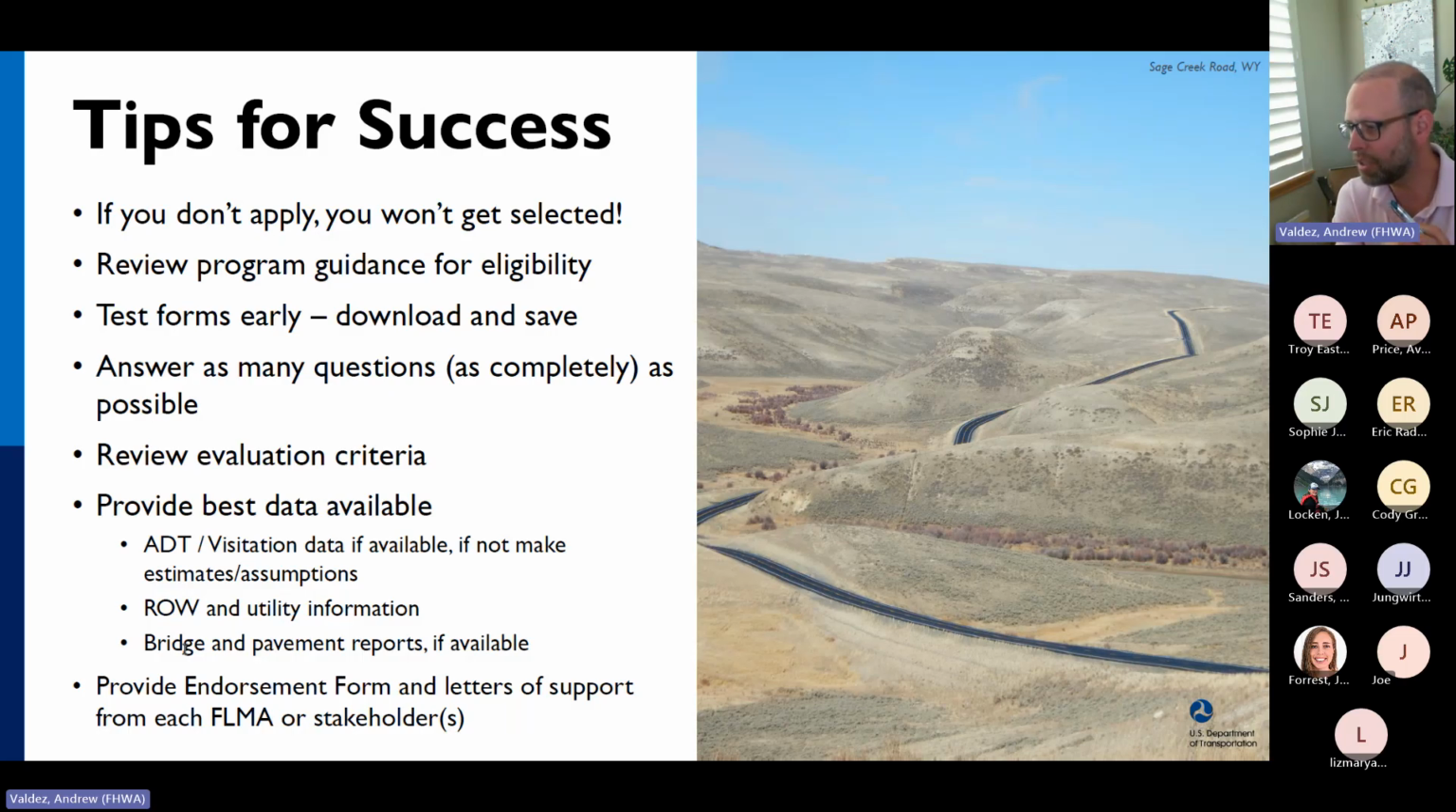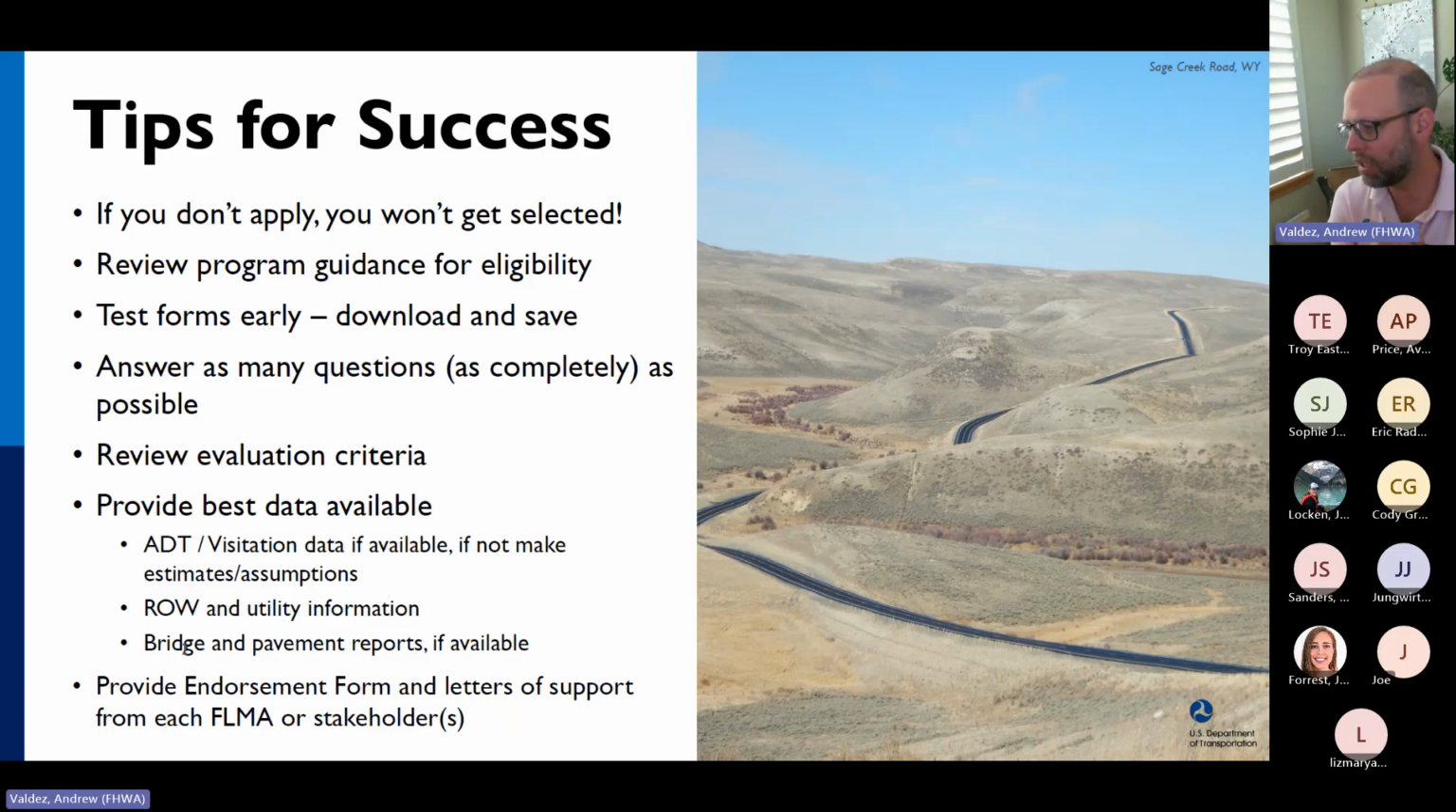Answer as many questions as completely as possible. Like I said, you may not have hard quantitative data from a traffic counter or something like that. But if you know there are seasonal patterns and we get about 100,000 visitors a year, as much context as you can provide is what we're shooting for. Again, the 9 evaluation criteria weightings are going to be determined by the PDC, but keep in mind that they're all going to be scored with some configuration of those evaluation criteria.